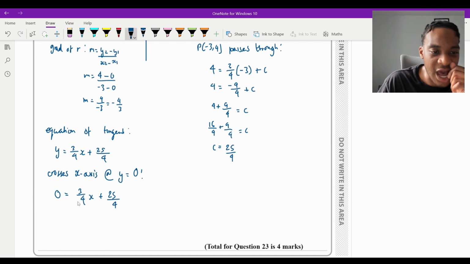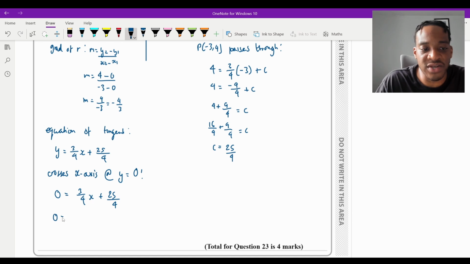Now, to solve this, I don't like the fractions. What we can do is multiply everything by 4 to get rid of the fractions. 0 times 4 will still leave me with 0. 3/4 times 4 will give me a 3, so it'll be 3x here. And then 25 over 4 times 4 is just going to be 25, isn't it? So we get 0 equals 3x plus 25. I'm going to move the 25 over, so we get minus 25 equals 3x. And then we're just going to divide by 3. Minus 25 divided by 3 equals x.